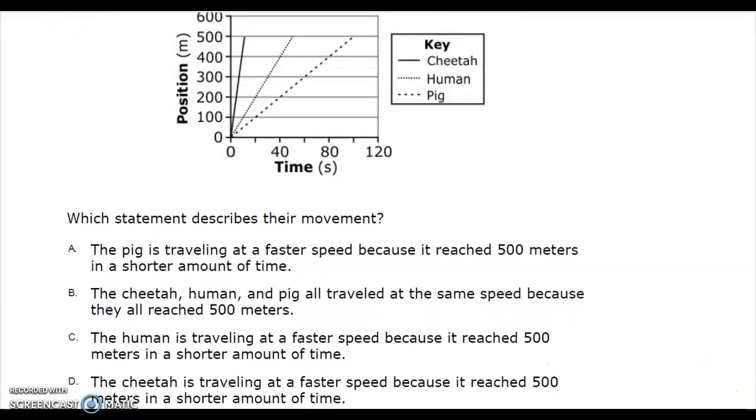The human is traveling at a faster speed. Well, the human is not. It's faster than the pig, but not faster than the cheetah. The cheetah is traveling at a faster speed because it reached the 500-meter mark fastest and in the shortest amount of time. That is correct. So we know that the answer to this one should be D. And we've had this one before in practice and on a test. So hopefully you remember this one as you were going through it.